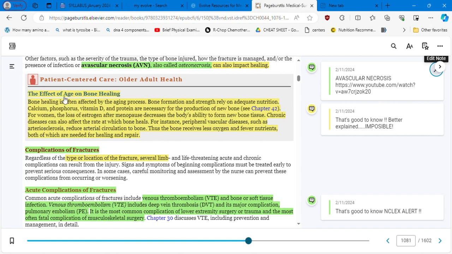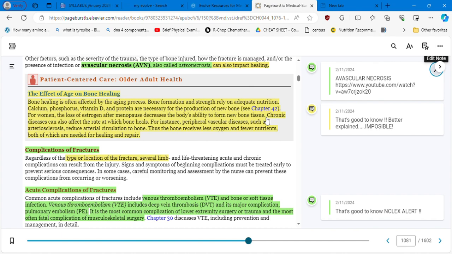The effect of age on bone healing. Bone healing is often affected by the aging process. We know that bone formation and strength rely on adequate nutrition. We know that calcium, phosphorus, vitamin D, and protein are necessary for the production of new bone. So for women, the loss of estrogen after menopause decreases the body's ability to form new bone tissue. That's your osteoblast, right? Do you remember?